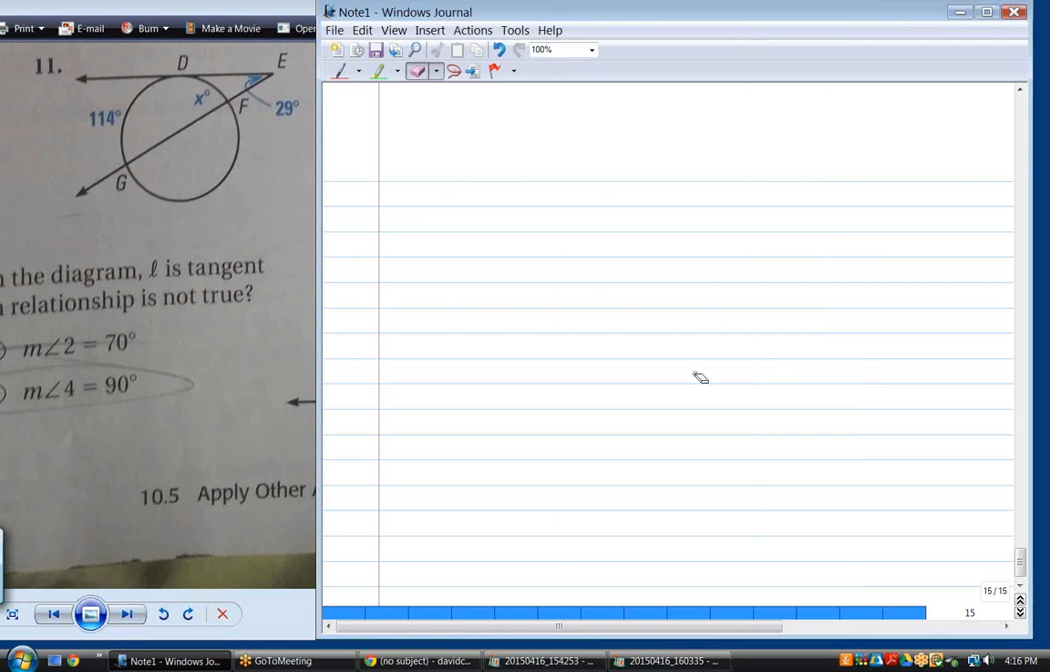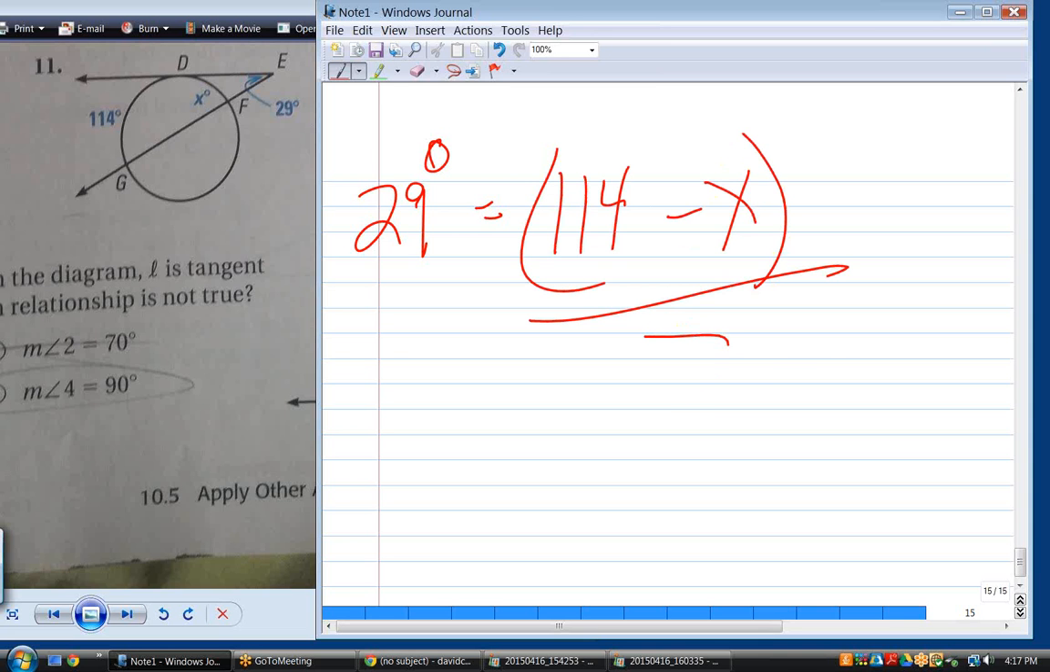Okay, number 11. 29 degrees is equal to what? 29 equals 114 minus x, divided by 2. Quantity or just? Quantity. Okay. Solve this.